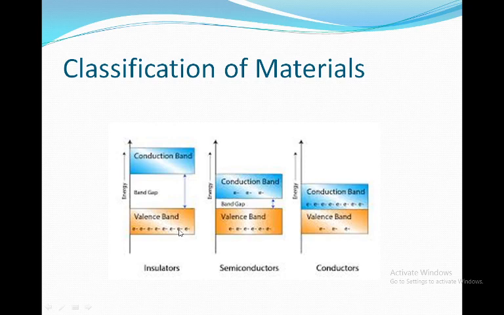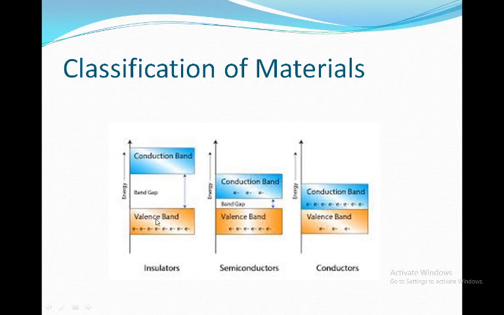The three energy bands are present, the first being the valence band, the second the band gap, or what we call the forbidden gap, and the third being the conduction band. The valence band and the conduction band are farther apart. The highest state of the valence band and the lowest unoccupied state of the conduction band are far apart, meaning they have a wide energy gap.